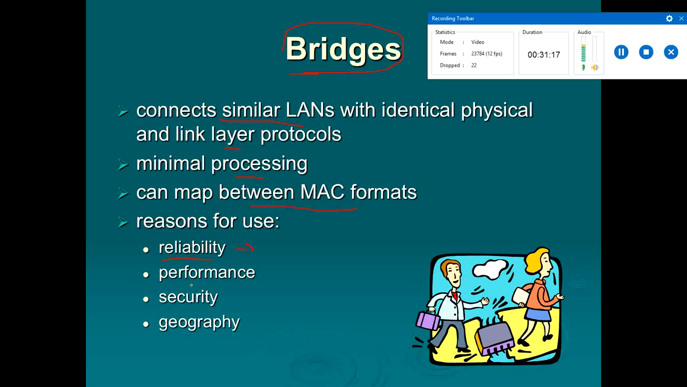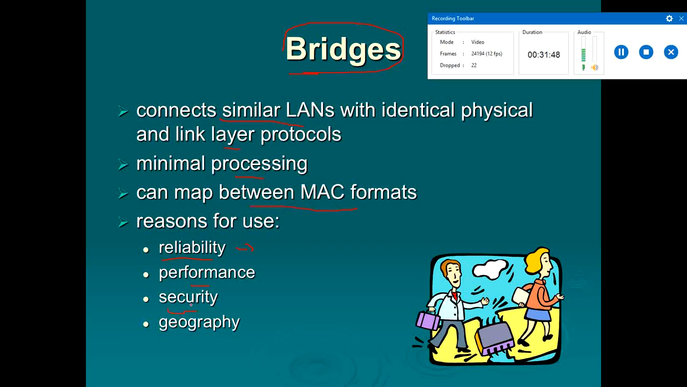The second reason to use a bridge is performance. The performance on a LAN declines, so the speed will decline when we have a larger number of devices on the local area network. If we divide our large LAN into a number of smaller LANs, it will give us good speed and improved performance. If devices can be clustered, intra-LAN traffic will significantly exceed inter-LAN traffic.